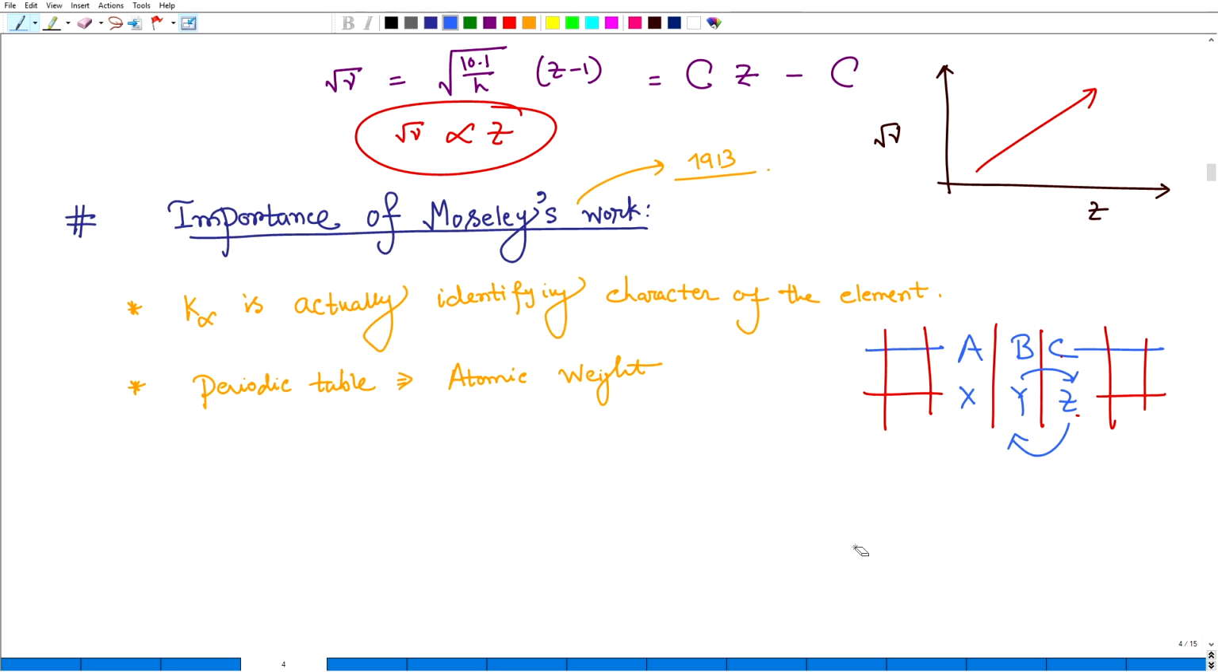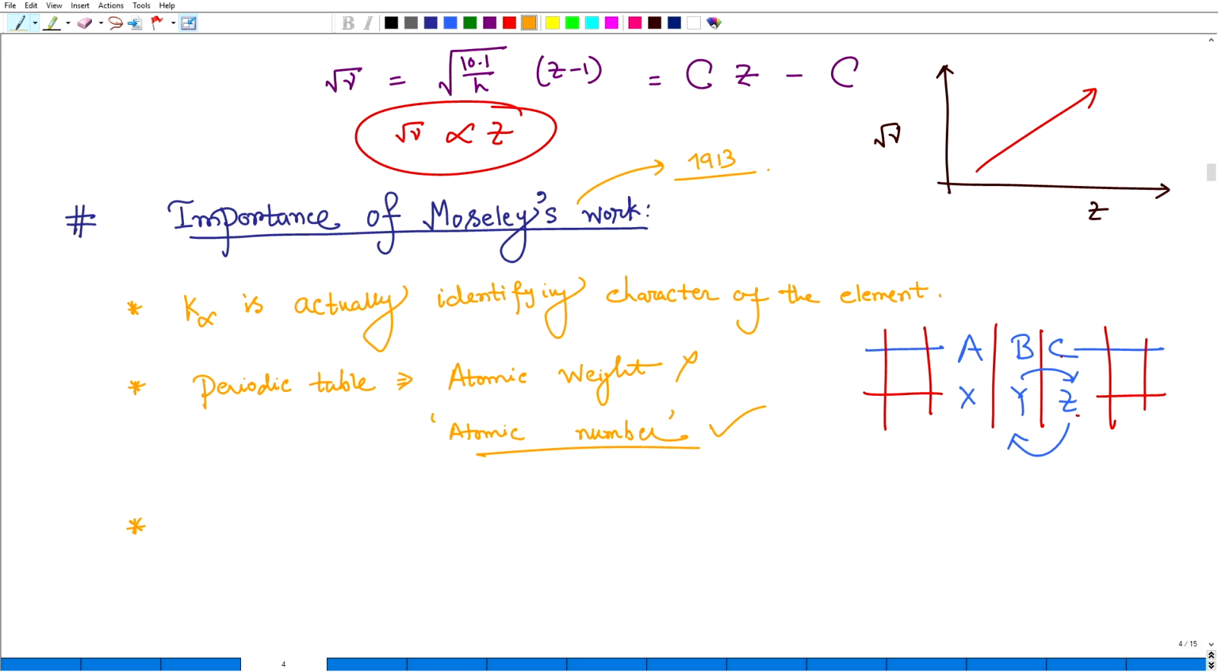Okay, this was actually resolved when you arrange these elements in terms of atomic number, not atomic weight. Atomic number is important, not atomic weight. So this was actually confirmed due to Moseley's law, Moseley's experiment. So this is very, very important. Okay, Moseley actually showed that there would not be any exception to the arrangement of the periodic table if you arrange the elements according to their increasing atomic number, not the atomic weight. Okay, this was the very, very, very important outcome of Moseley's work, we can say.